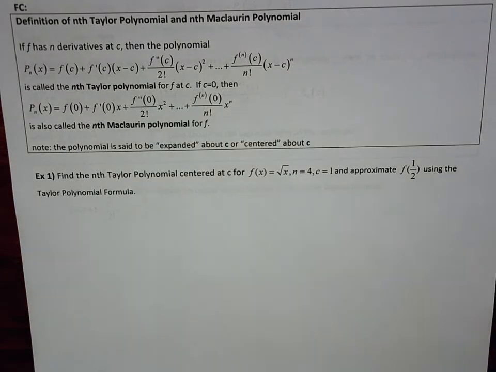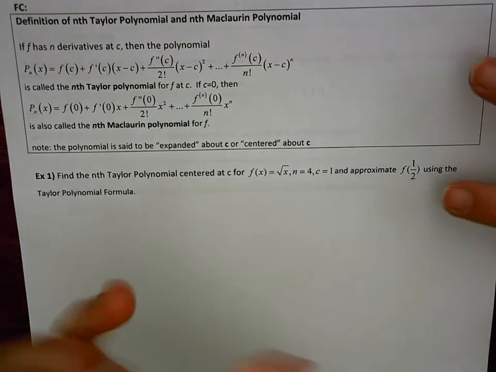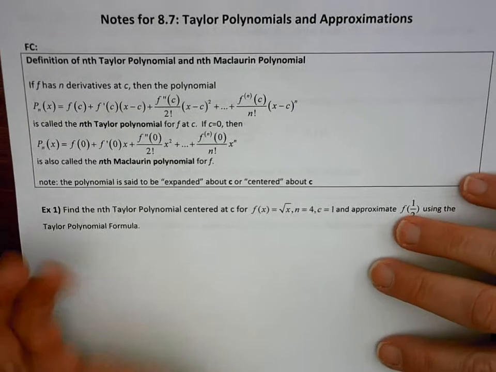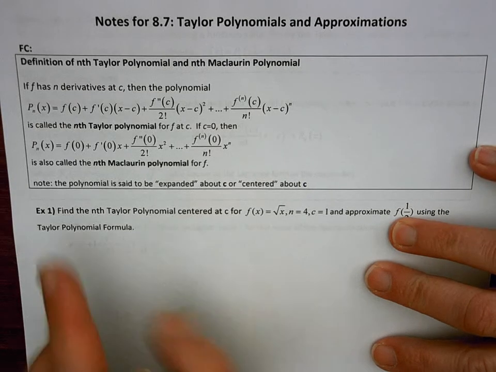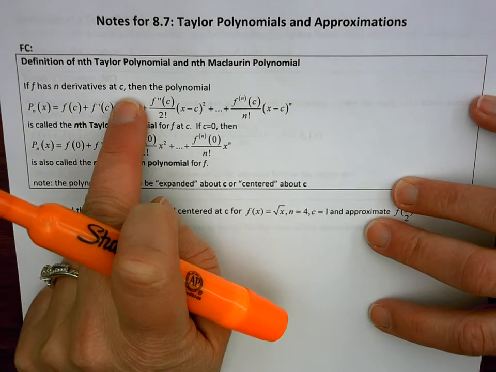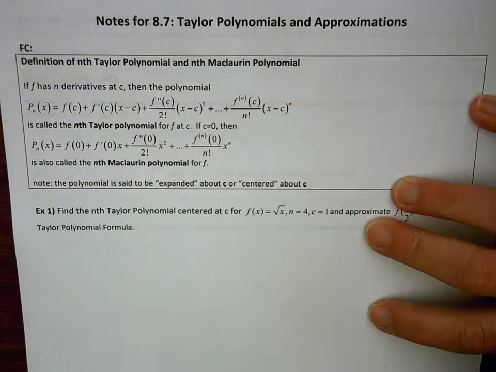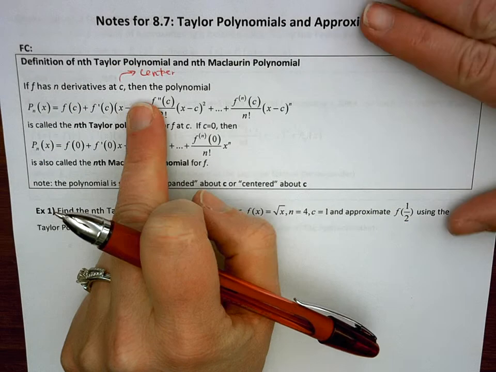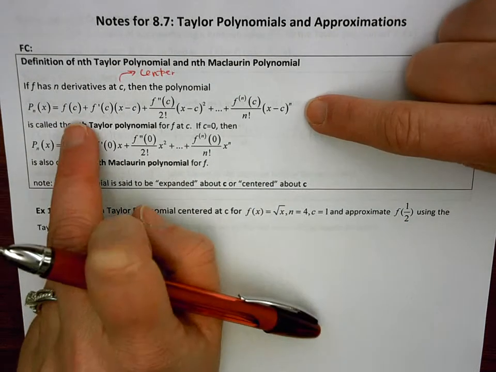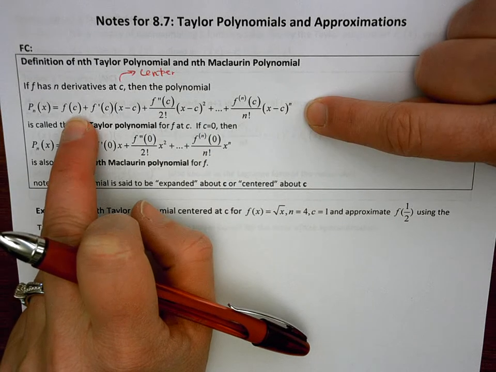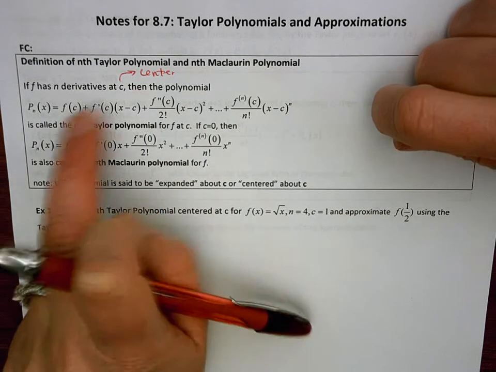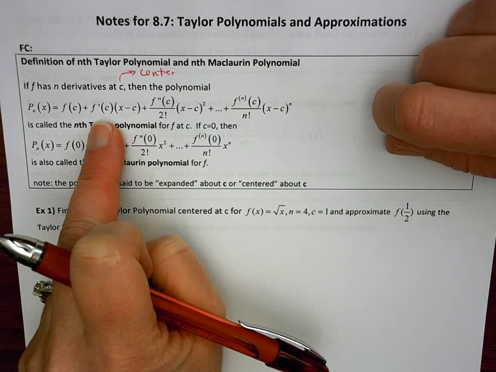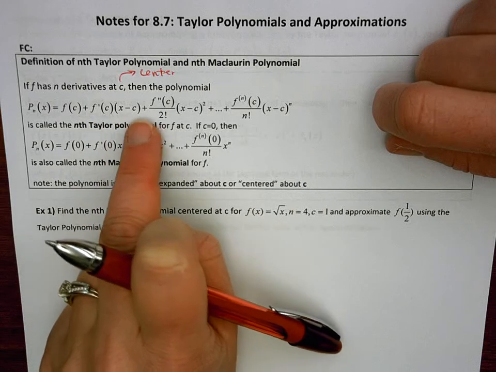So for 8.7, the part that we're going to be working with is what's called the definition of the nth Taylor polynomial and the nth Maclaurin polynomial. So if f has n derivatives at c, so c is what we call our center, then the polynomial given by this definition right here is finite. This is our function evaluated at our center c, and then we take our first derivative, evaluate it at the center c, and then multiply that by x minus c.